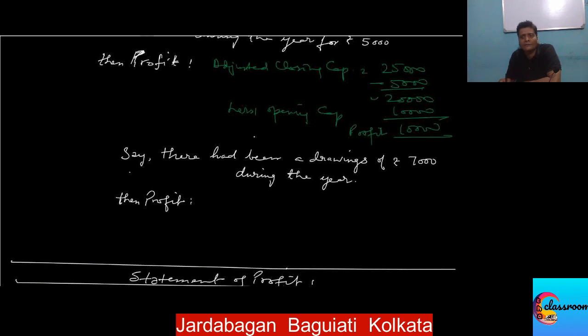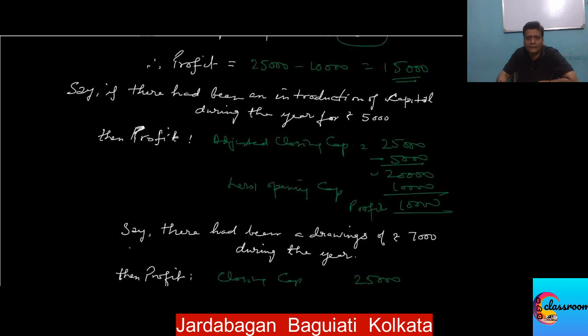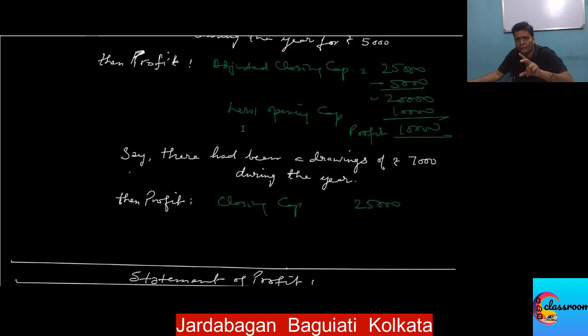Say if there had been drawings of rupees 7,000 during the year. In that case, now see, our closing capital was 25,000. Ignoring this example, let us consider a closing capital as 25,000 and opening capital as 10,000, and this is a fresh transaction.